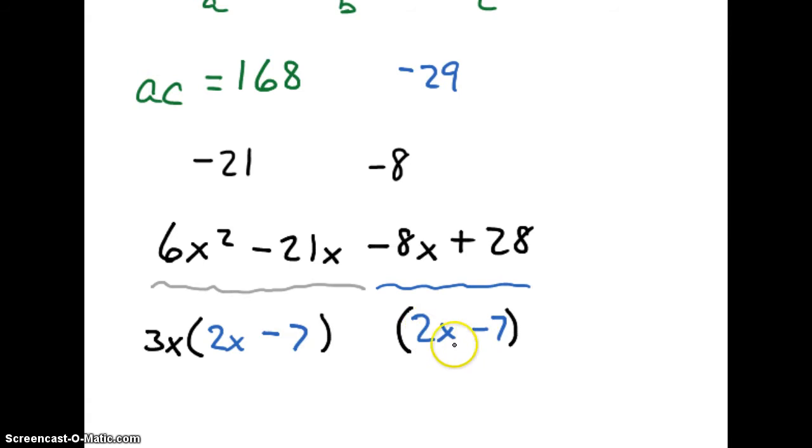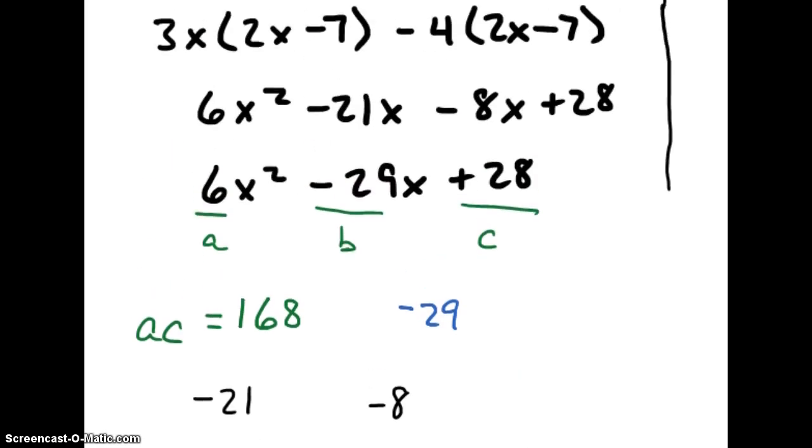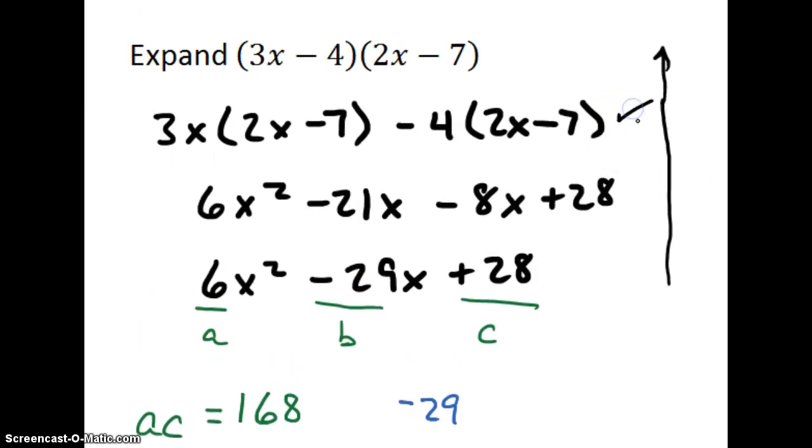So I look at this and I figure out, what do I have to multiply this inside by to get a negative 8x plus 28. And I know it's going to be a negative number. And I think about how I go from 2x to negative 8x. I have to multiply that by 4. And hopefully this will work out. If I take negative 4 and multiply it by negative 7, I get a positive 28. And I see that if I'm working upward, I am right here. 3x times 2x minus 7 minus 4 times 2x minus 7.